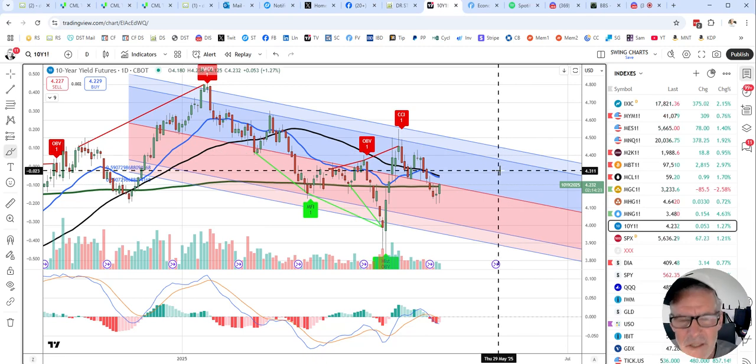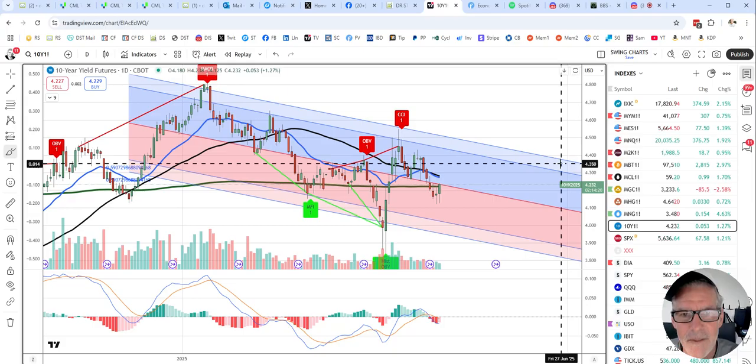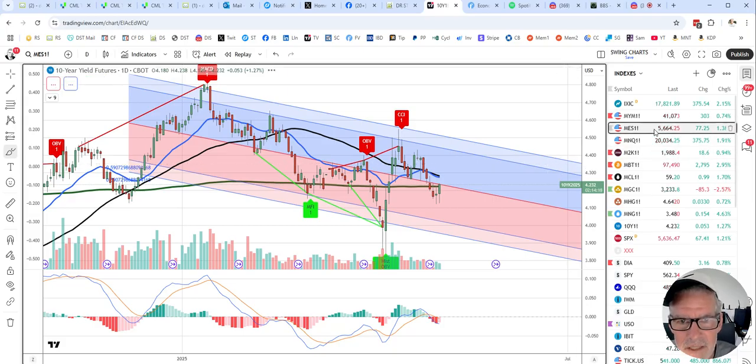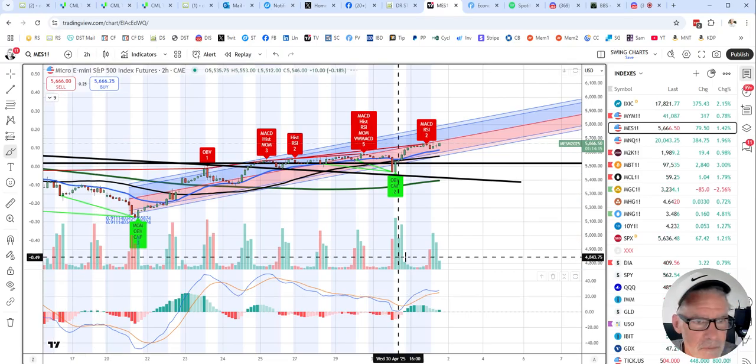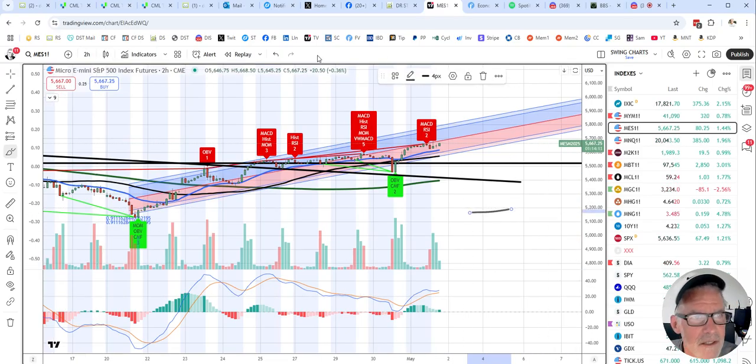Okay, so that's all I wanted to do on the indexes. I did promise I would drill down into the 2-hour chart, so let's take a look at that for the three majors. This is the 2-hour chart. Let's get rid of that line.